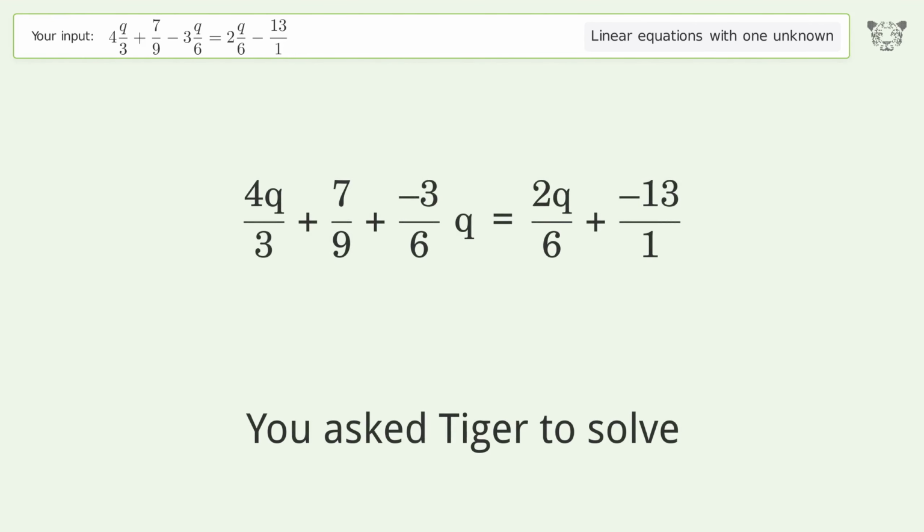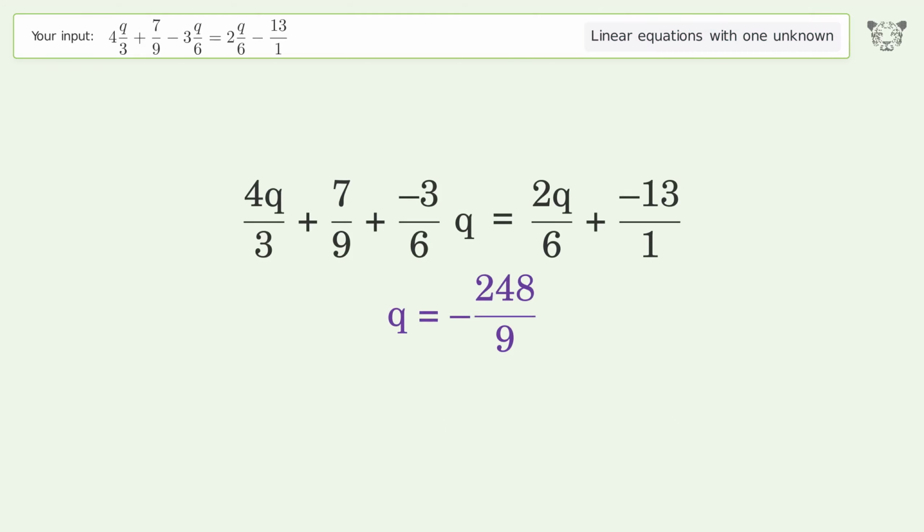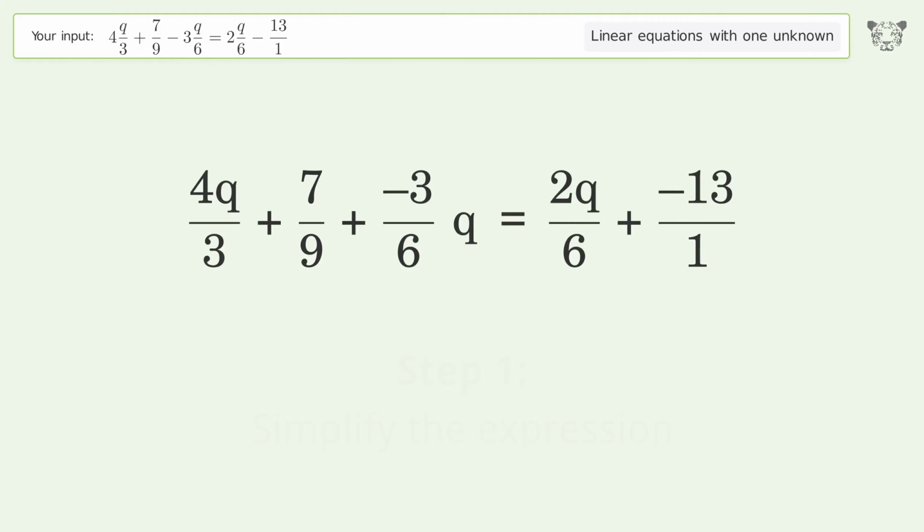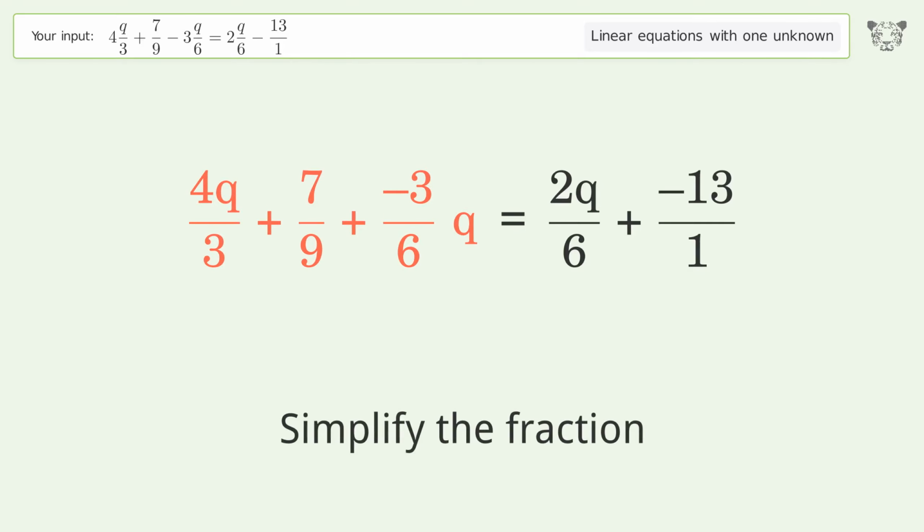You ask Tiger to solve. This deals with linear equations with one unknown. The final result is q equals negative 248/9. Let's solve it step by step. Simplify the expression. Simplify the fraction.